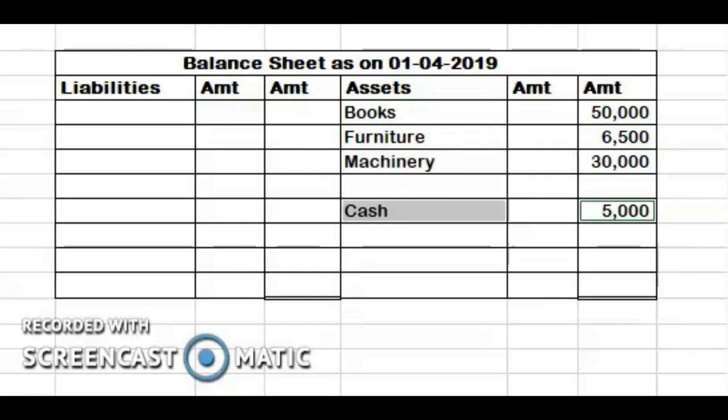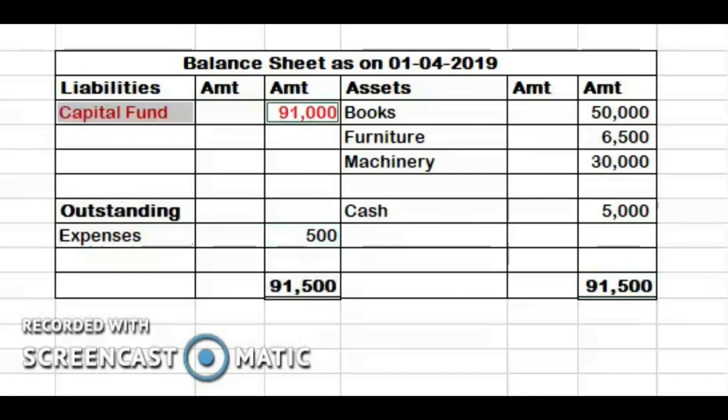Then we have the opening cash balance 5,000. Then in your receipt and payment account, we have the outstanding expenses 500. These were the expenses which were outstanding in the previous year. So it will be shown on the liability side as outstanding expenses. And now when we take the total, you will get the balancing figure 91,000 as your capital fund.